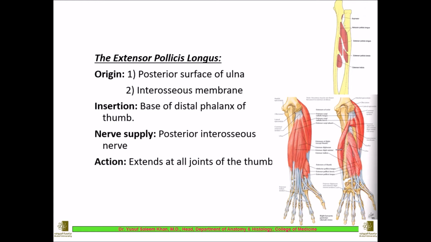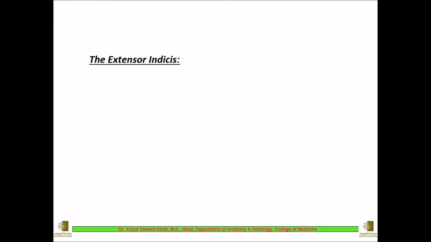Actions: this muscle, because it is crossing all the joints of the thumb, acts on all the joints. Because it is in the extensor compartment, it extends the carpometacarpal joint, interphalangeal joint, and even up to a certain extent the wrist joint. Okay, so it helps in the extension of all the joints related to the thumb.